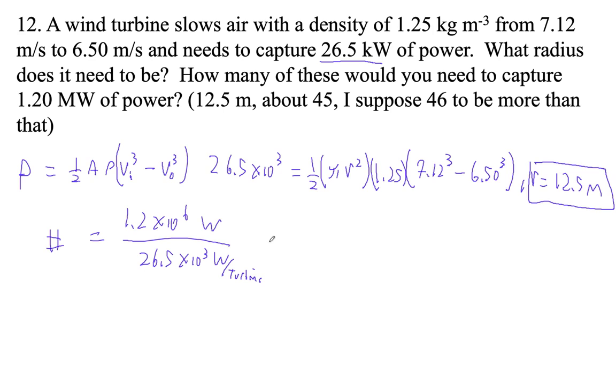So we'll end up with number of turbines. Let's go 1.2 E6 divided by 26.5 E3. And I get 45.28. So 45 is the closest to that power, but if you need that much power, and it can't be less than that, then you'd need 46 of them.